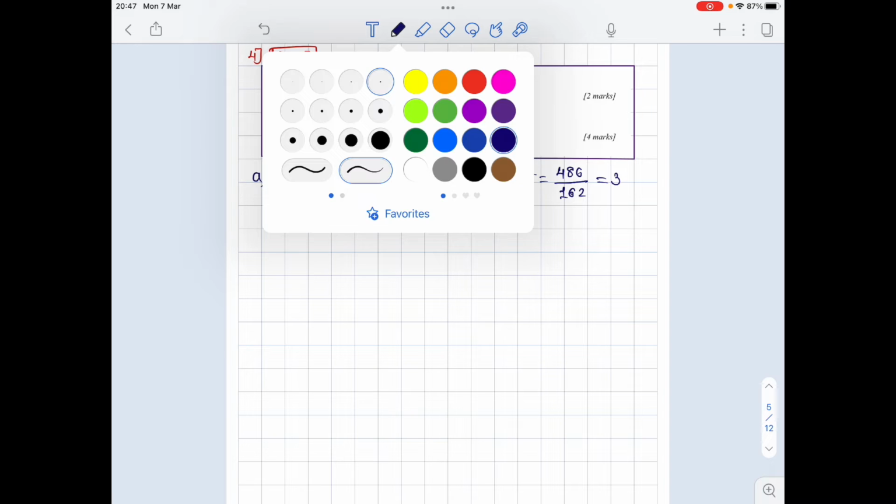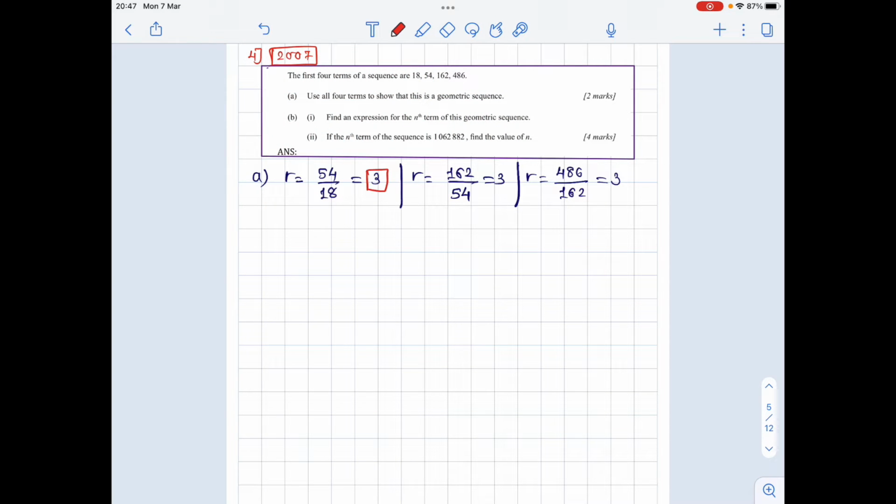So in all three cases, your ratio is the same. You can say r is equal to 3. It is a geometric sequence. B. Find an expression for the nth term of the geometric sequence. To find the nth term, we should know u1, which is 18, and r, which is 3. First I will write down the nth term formula, u1 times r raised to n minus 1.